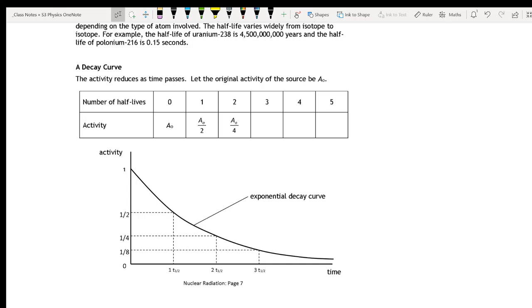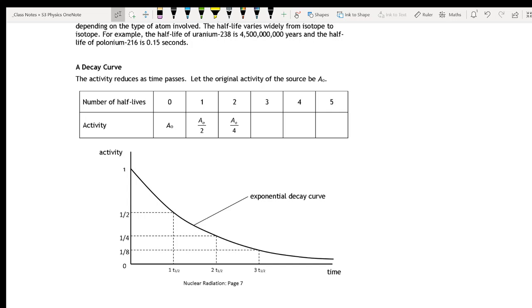And then after another half-life, it halves again. Half of a half is a quarter. So after 2 half-lives, we're down at a quarter of the original. Again, after another half-life, it will halve again. So half of a quarter is 1/8. And it'll continue doing that, getting smaller and smaller. But it's exponential. Have you come across exponential in maths before? So it never actually gets to 0, but gets very, very close to 0, because it keeps on halving and halving.